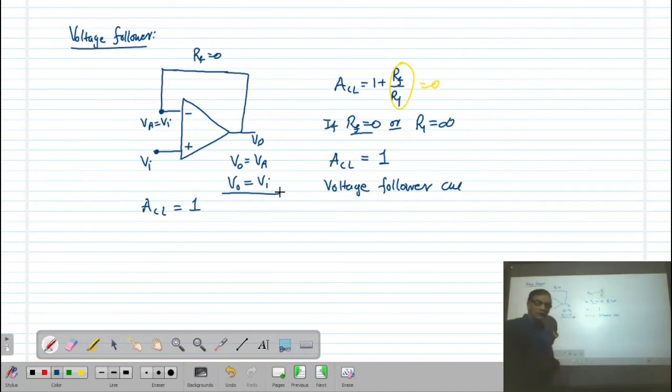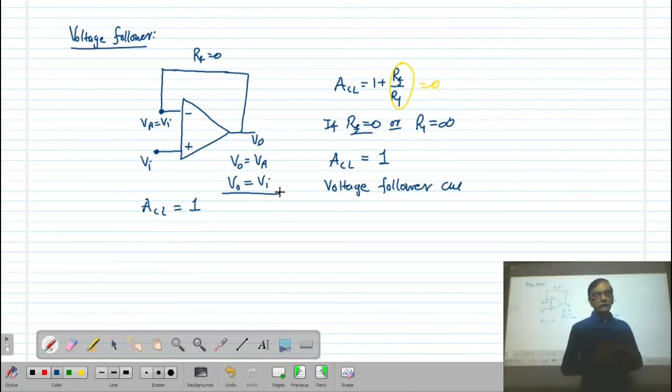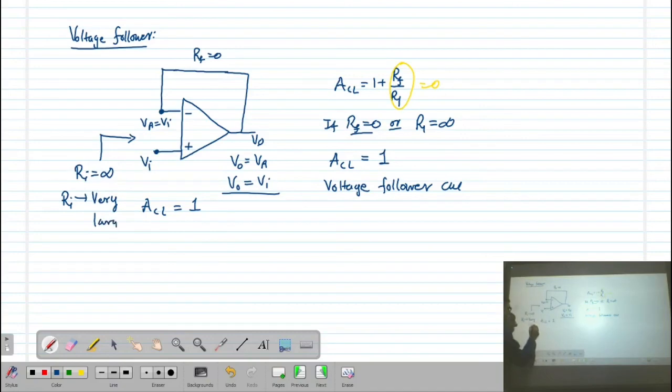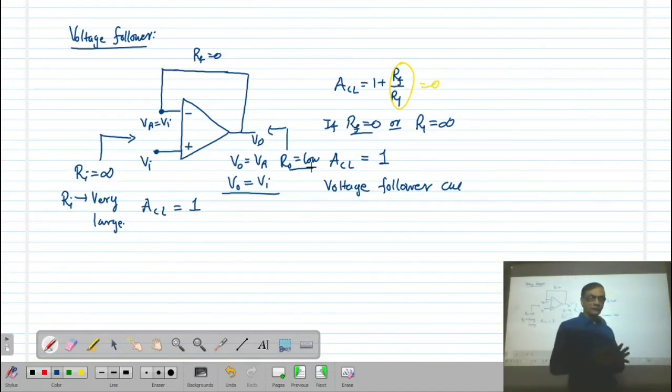The voltage follower circuit has an important property: the input resistance is infinite, because we are considering an ideal op-amp, or you can say the input resistance is very large, and the output resistance RO is very low. If it is an ideal op-amp, then it will be 0. So basically this circuit is used for impedance matching.